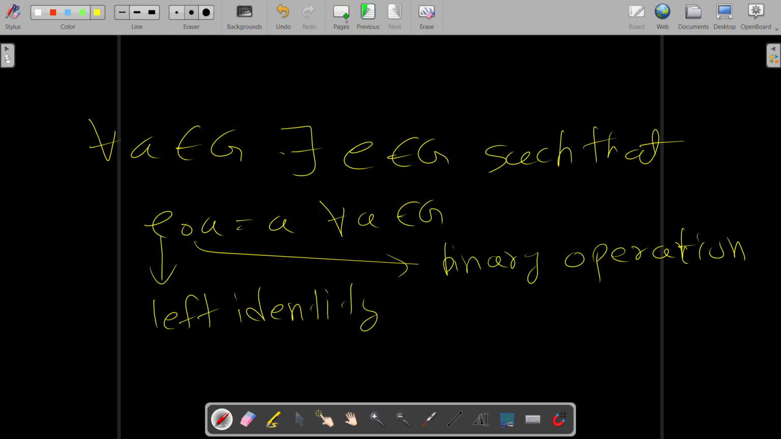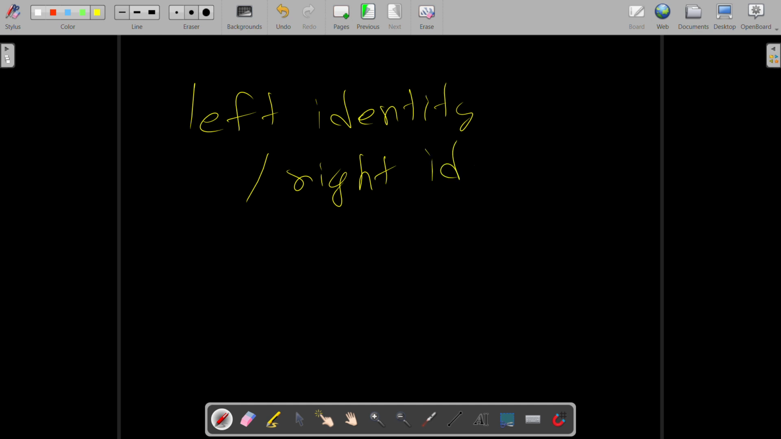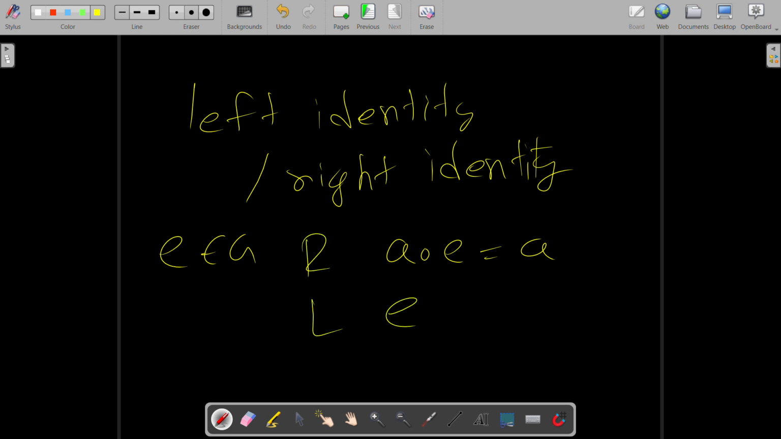For an element to become a left identity or a right identity, we need to notice that the element E belongs to G. For a right identity, it has to satisfy the property A not E is equal to A, and for a left identity, it has to satisfy E not A is equal to A, for all A belonging to G.